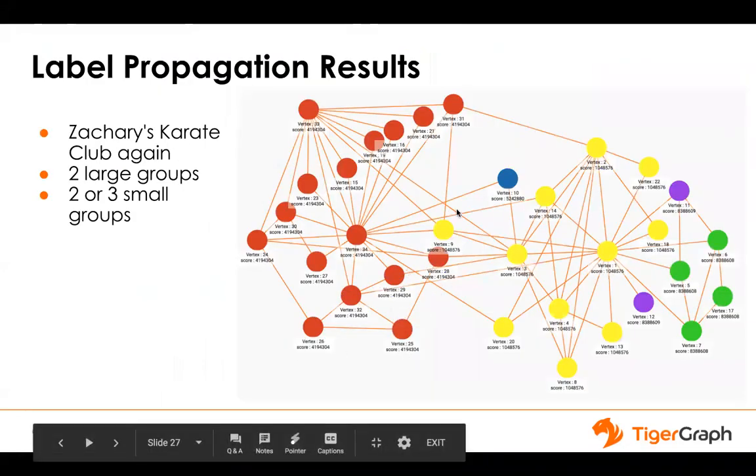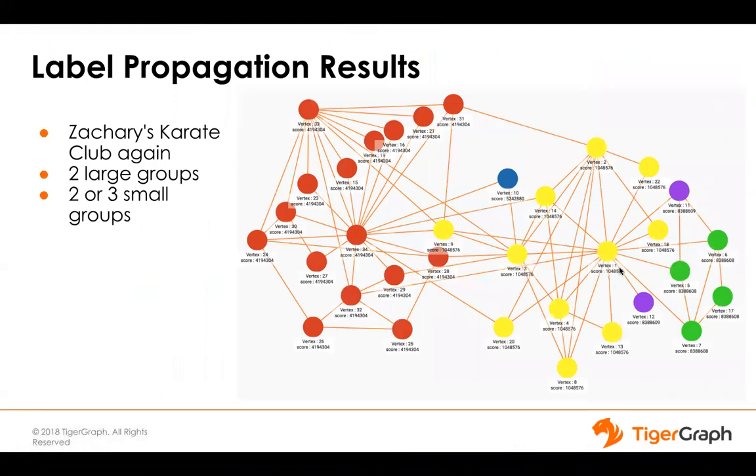Here's one of the karate clubs. You may have read about it, but this is the original president of the club. He had a falling out. 34 set up his own club. 33 was a close associate. This is 1, 2, and 3. So these are the key members in group 1, and 33 and 34 are members in this other group.